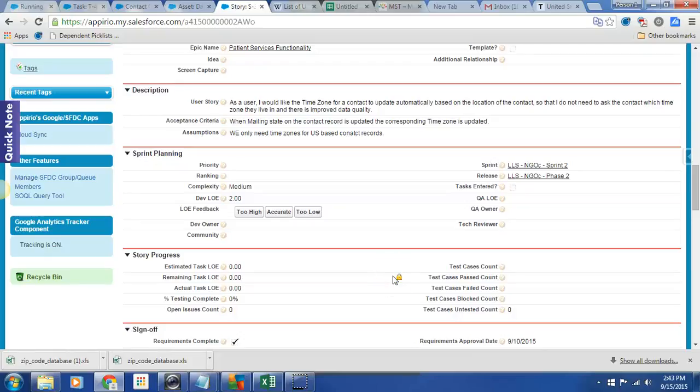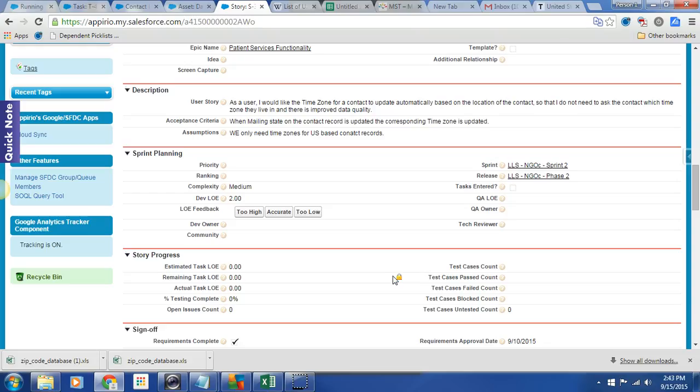Okay, so we're just going to take a moment to talk about the story of time zones, making them automatic. We know that time zones are associated to someone's location, a physical location. So the story is, as a user, I would like the time zone for a contact to update automatically based on the location of the contact so that I do not need to ask the contact which time zone they live in, and there is improved data quality. Acceptance criteria is when mailing state on the contact record is updated, the corresponding time zone is updated.